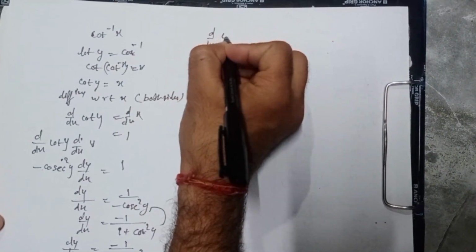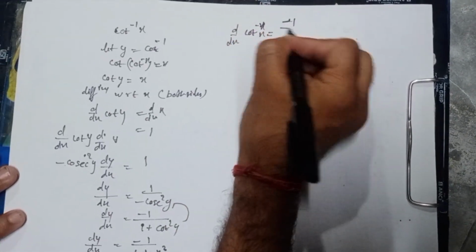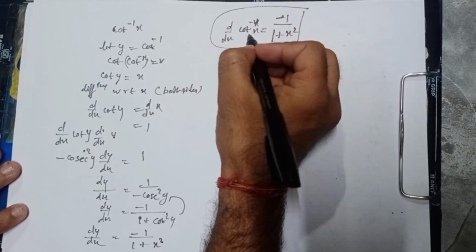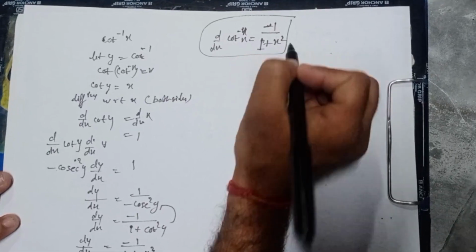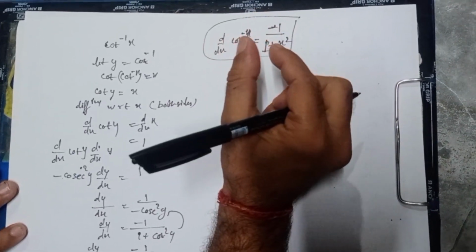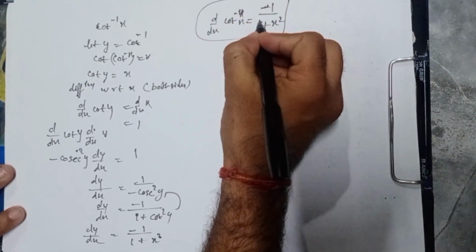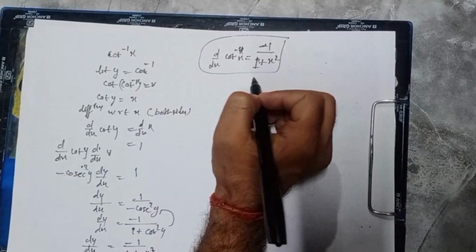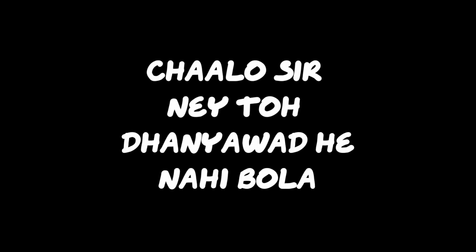So finally we can write d by dx of cot inverse x is equal to minus 1 upon 1 plus x square. We need to learn differentiation of this cot inverse x, minus 1 upon 1 plus x square. Putting these formulas in a question which is a part of exercise 5.3, we need to take help of the earlier chapters of inverse trigonometric functions.